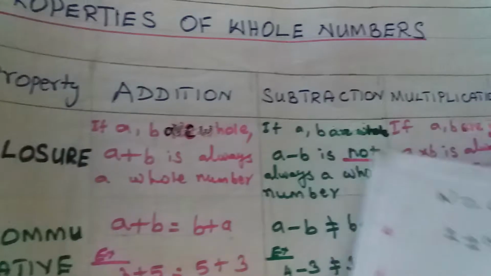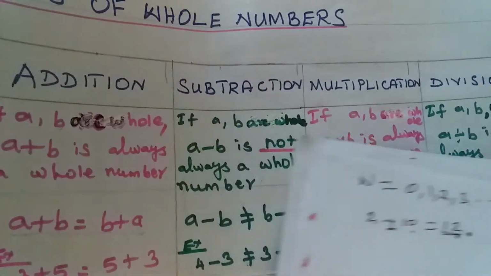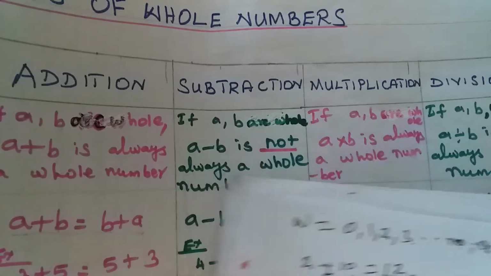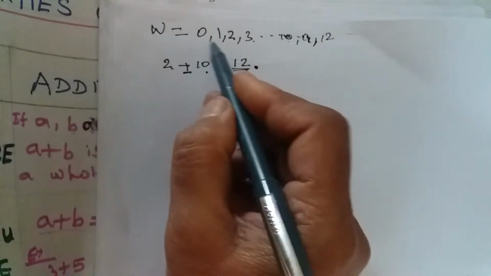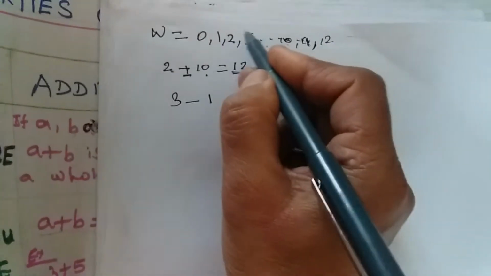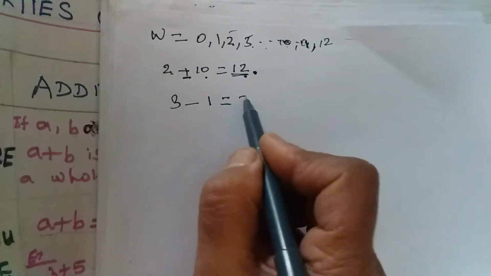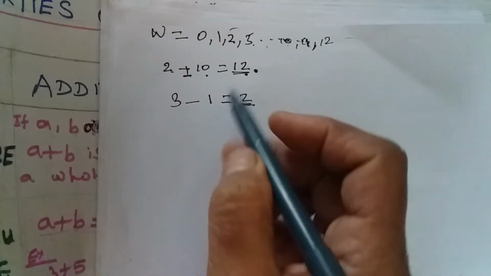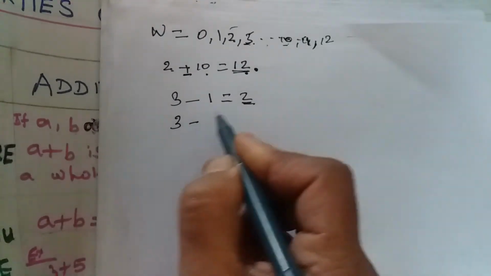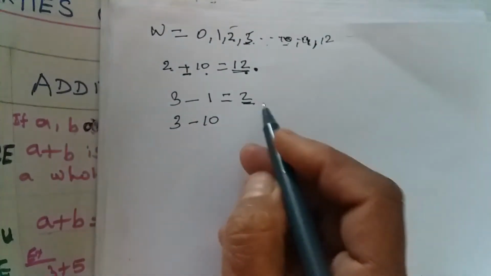Now we'll see the closure property for subtraction. If A and B are whole numbers, then A minus B is not always a whole number. We'll see an example. From the whole numbers, you take two numbers. We'll take 3 minus 1. 3 minus 1 is 2. 2 is a whole number. Now you take 3 and 10 like this. 3 minus 10. Take 3 and 10 or 2 and 10.